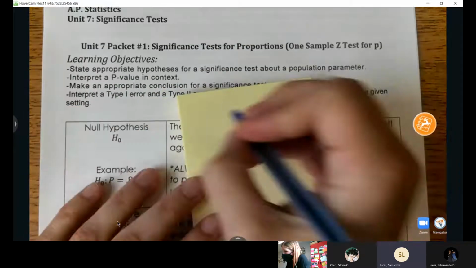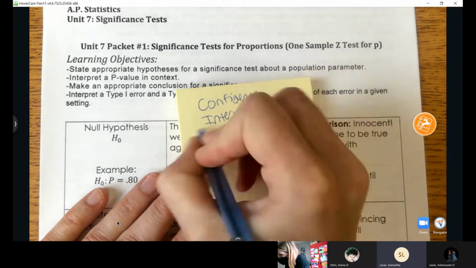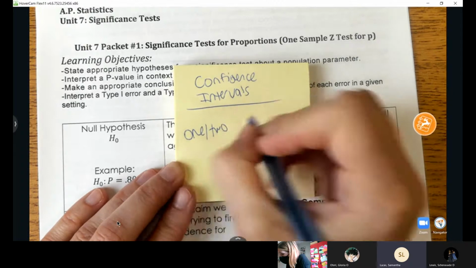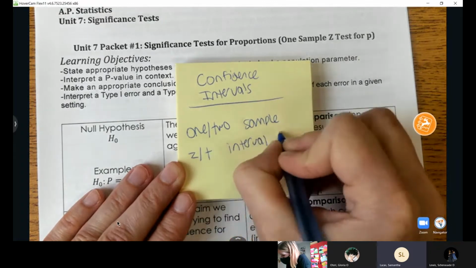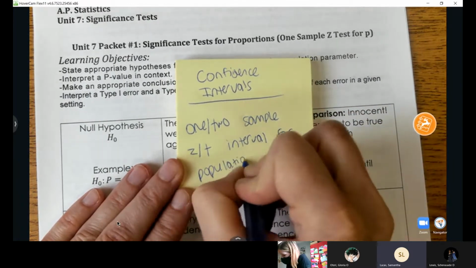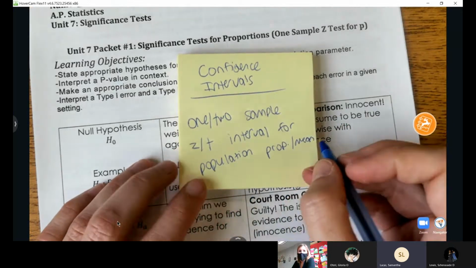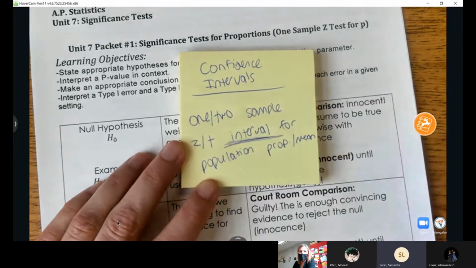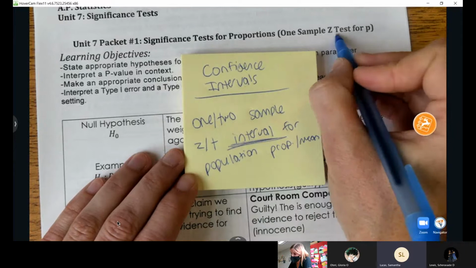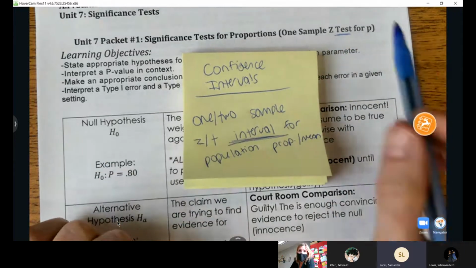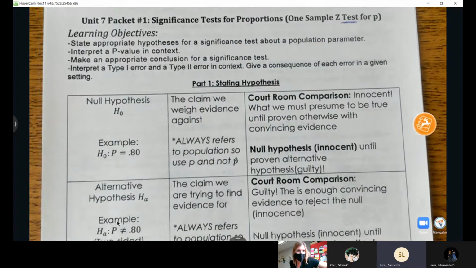Okay. So we did confidence intervals before. The naming of the confidence intervals was either a one or two sample Z or T interval for population proportion or mean, depending on the different type of test. But we always had the word interval in there. That's how we knew it was a confidence interval. This one is now a one sample Z test. So the word interval is replaced with test when we're talking about significance testing. So a one sample Z test for population proportion is a significance test for one sample of proportions.